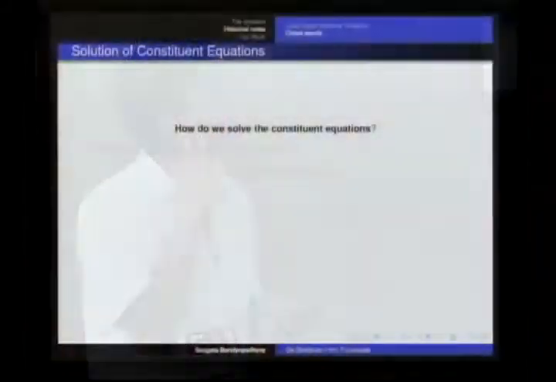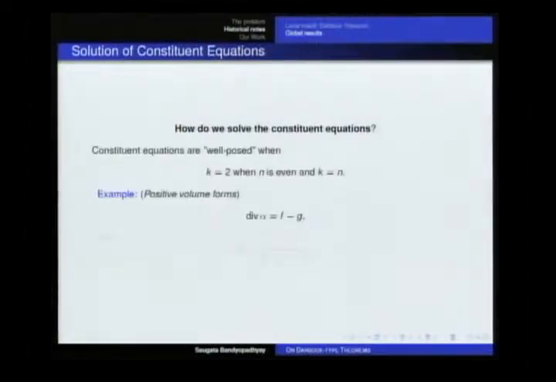k is equal to n. For example, let us consider the case of positive volume forms. So if f and g are positive, the obvious homotopy we take is the linear homotopy.